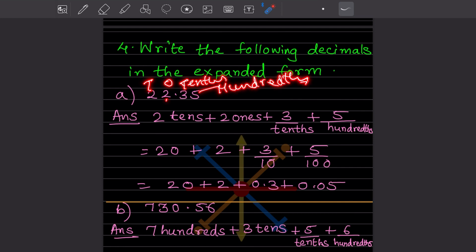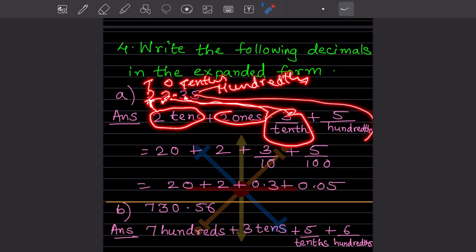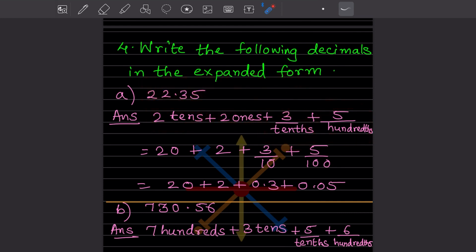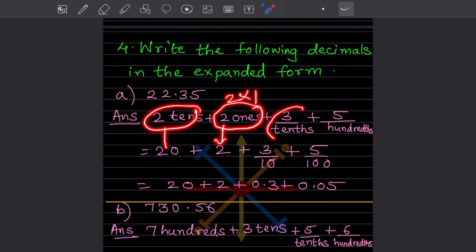So what are you going to write here? You will start from here. That is 2 tens, because we are going to write the whole expanded form. So you will write here 2 tens, and here 2 ones. You are going to add it. Now this is the point, just don't think about it. Now after the point is what? 3 tenths, so you're going to write 3 tenths, and this is 5 hundredths. So now just think, 2 tens are 20. 2 ones are 2. So you're going to write here 2. 3 tenths means 3 by 10. And 5 hundredths means 5 by 100.